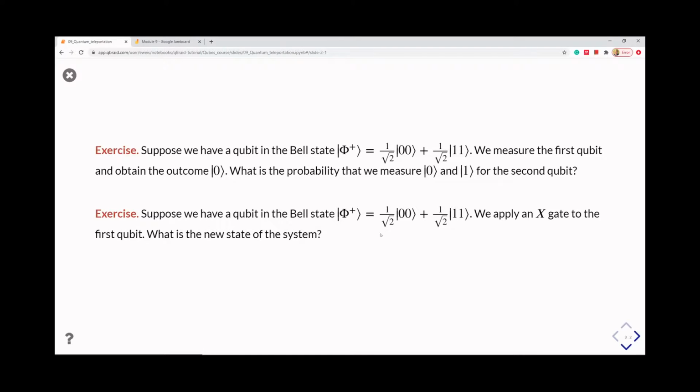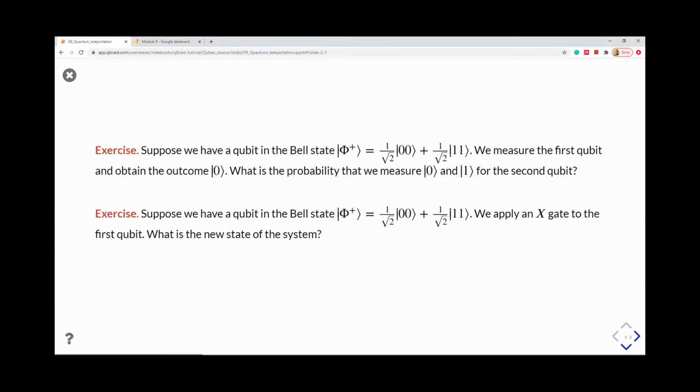So just a little review of how entanglement works. We have this bell state here, phi plus. It's a superposition of 00 and 11. And suppose we want to measure this state. We measure the first qubit, only the first qubit, and we obtain the outcome 0. What is the probability that we measure 0, what's the probability that we measure 1 for the second qubit afterwards?